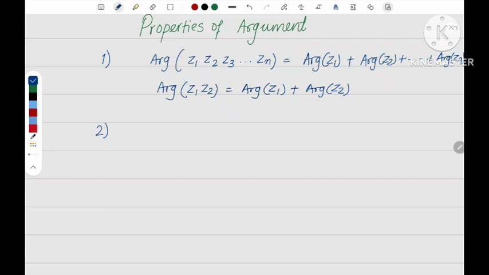Second one is, if I extend it the way I extended the first property of modulus, then argument of z to the power n will become, so basically then I will add argument of z n times, so this becomes n argument of z, right?